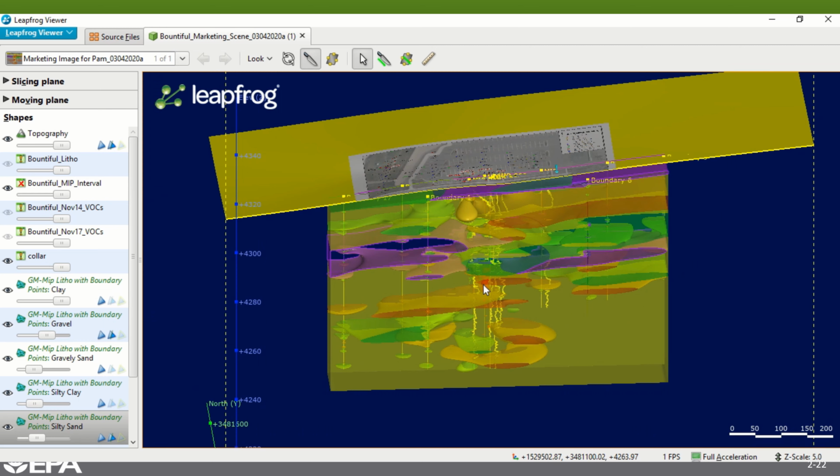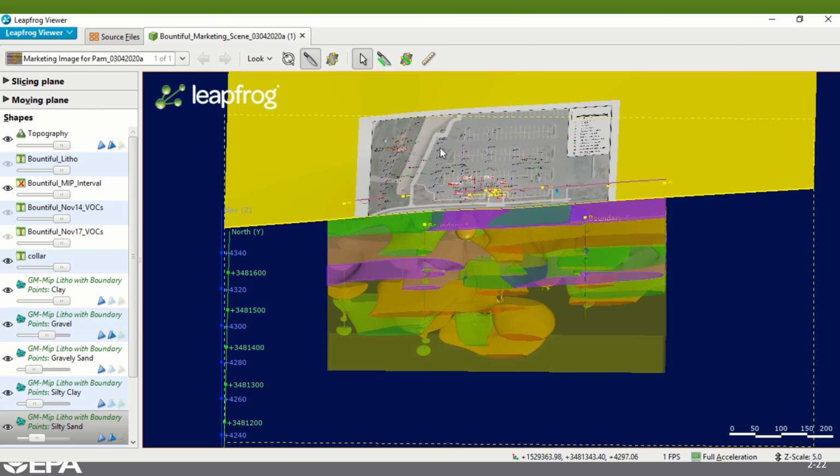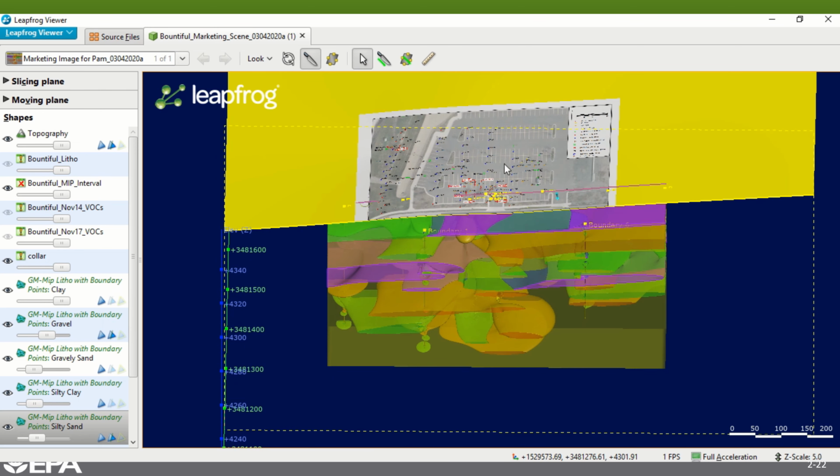There's the source mass that they estimated to be on the order of about 400 square feet or 600 cubic feet, something on that magnitude. And our plume heads off from the source area in this northwesterly direction. So Leapfrog allows us to take advantage of surface topography and maps and things that we can place into space.